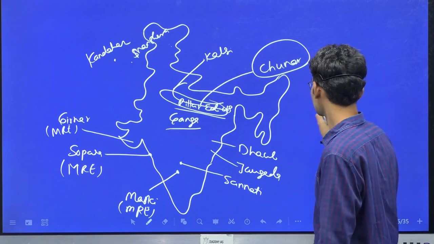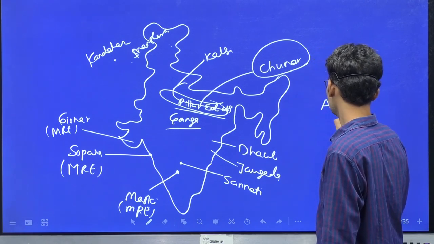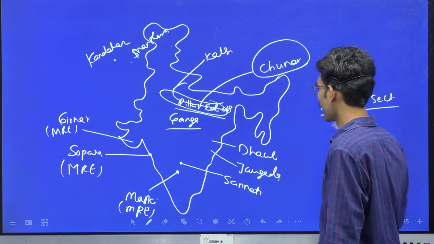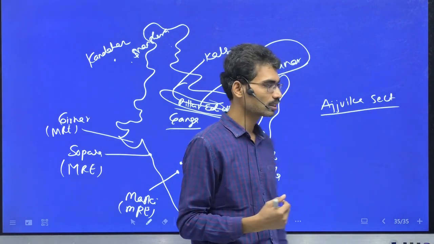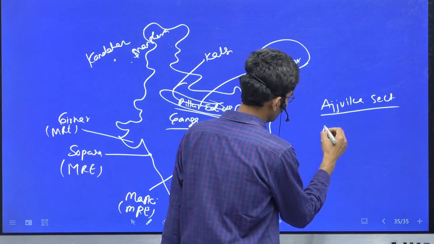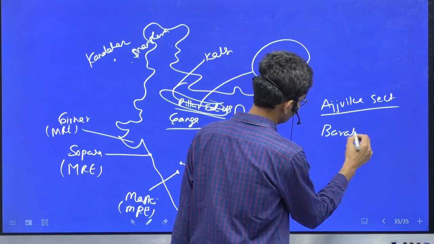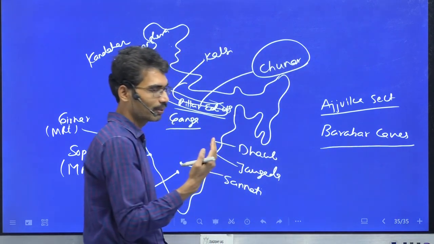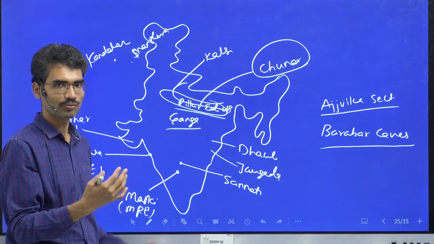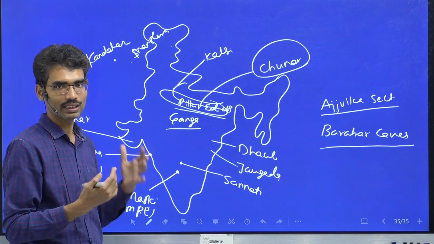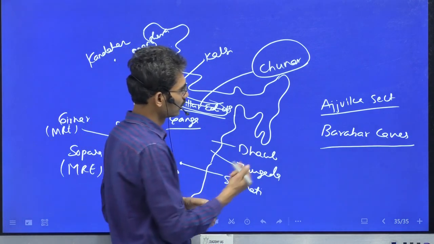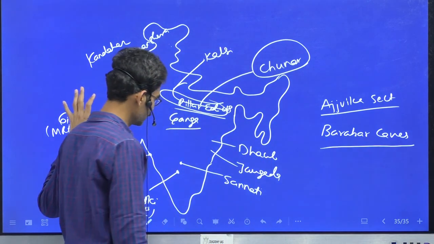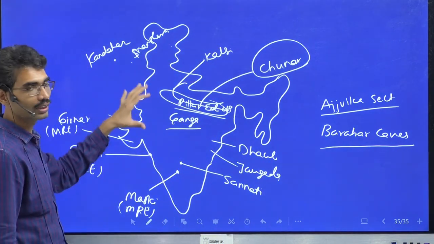And for the Ajivaka sect, he donated certain caves also, the Barabar caves. This Barabar caves is the beginning stage of cave architecture in Indian culture. Ajivaka, Barabar caves. So likewise, he started issuing edicts.